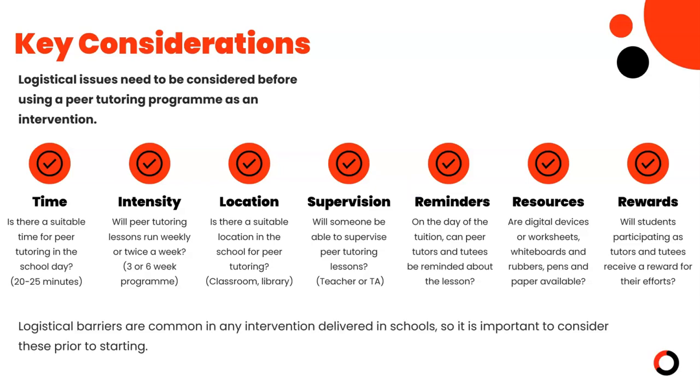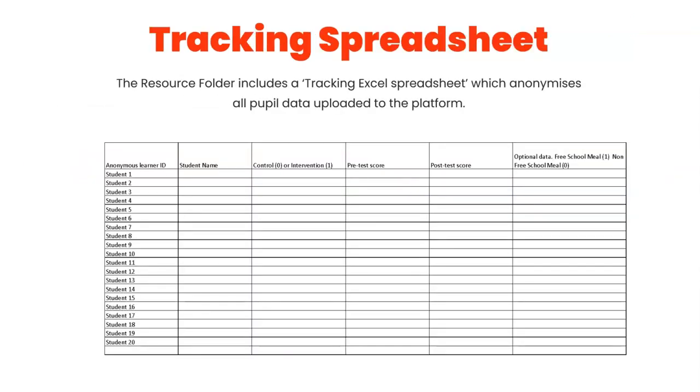Logistical barriers are common in any intervention delivered in schools, so it is important to consider these prior to starting this intervention in your school. One thing that we do include in the resource folder is a tracking Excel spreadsheet, and this is because we anonymize all student data before it goes onto the platform. So you can see from here that you would basically have your students as student 1, 2, and 3, and when these are allocated on the system, just allocate your student name so you can track who is in the intervention and who is in the control, and it will allow you to keep track of your pre-assessment scores and post-assessment scores.